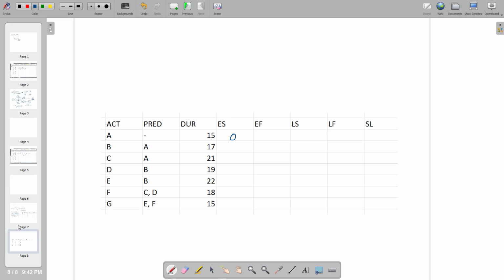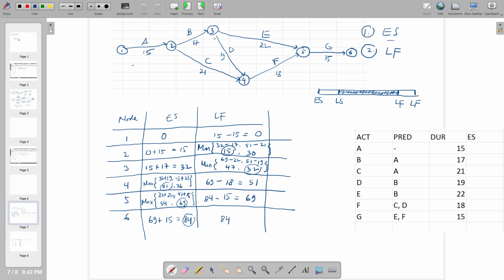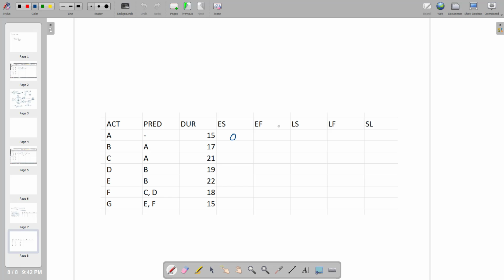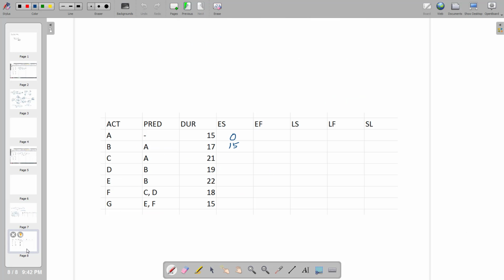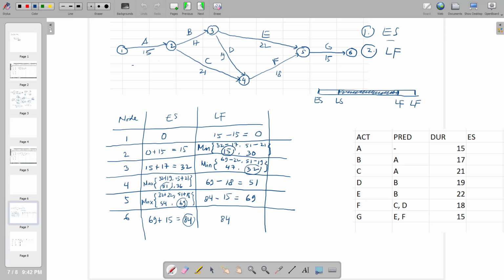Now for activity B, go back again to the network diagram. Activity B is represented by node number 2, and the early start of node number 2 is equal to 15. So you change the data over here for activity B as 15. Activity C starts from node 2, so 15 as well. D will be equal to node number 3, which is 32.